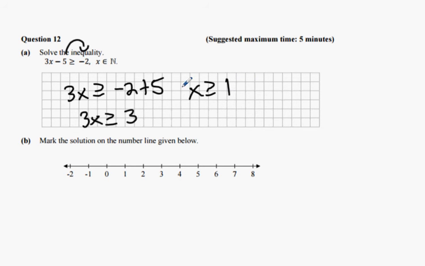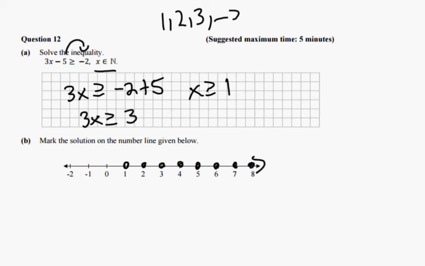Now, x is an element of N, what does that mean? It means whole numbers bigger than 0. So these answers count: 1, 2, 3, 4. You can go on forever, can't you? So look, we might as well put an arrow to show that we're going on forever. All the numbers that are bigger than or equal to 1. Anybody get that?